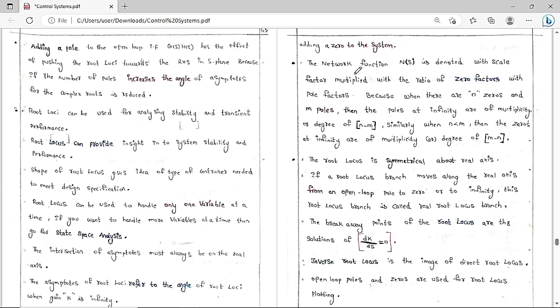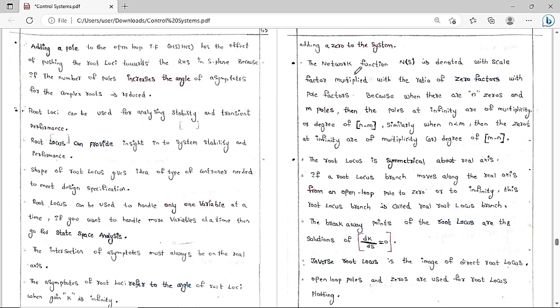The next point is the network function N of s is denoted with a scale factor multiplied with the ratio of the zero factors to the pole factors, because when there are n zeros and m poles, then the poles at infinity are of multiplicity of degree m minus n.